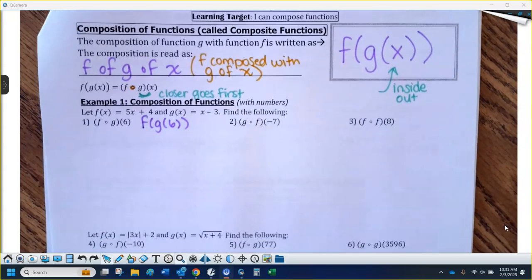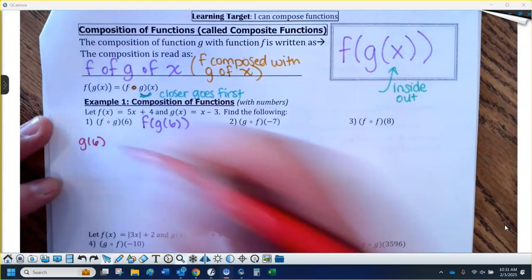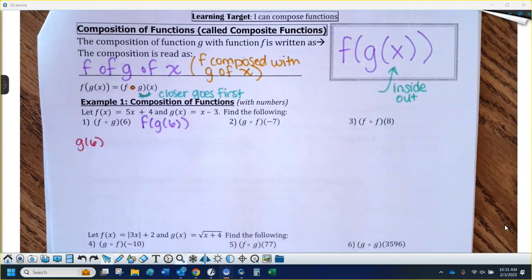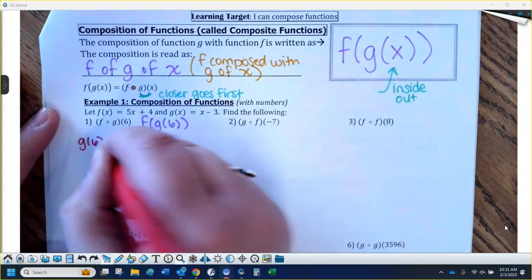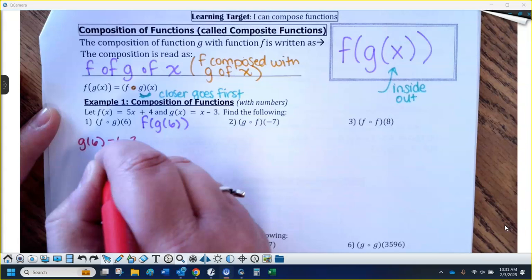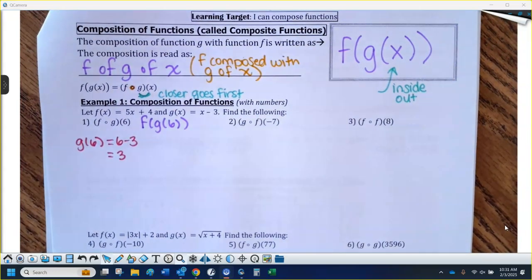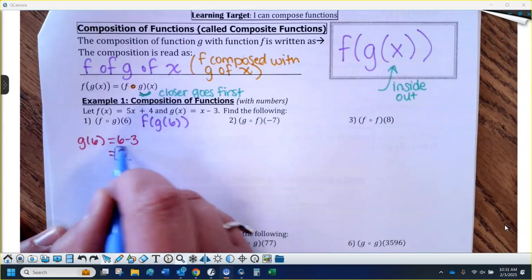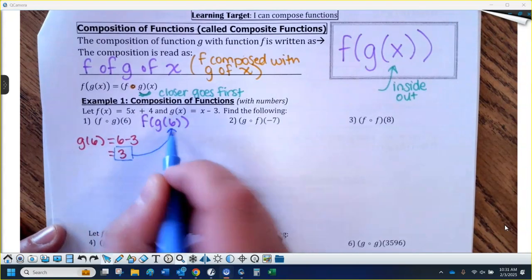Okay, first thing you're going to do is G of 6. Whichever notation you like, inside out, G of 6 goes first. If you like the other notation, whatever's closer to the number goes first. We're going to do G of 6. Just go up to your little directions real quick, and the G of X function is just X minus 3. So I would do 6 minus 3, which would be 3. I know this is weird, but it's basically just like a little substitution. So now I know G of 6 is 3.